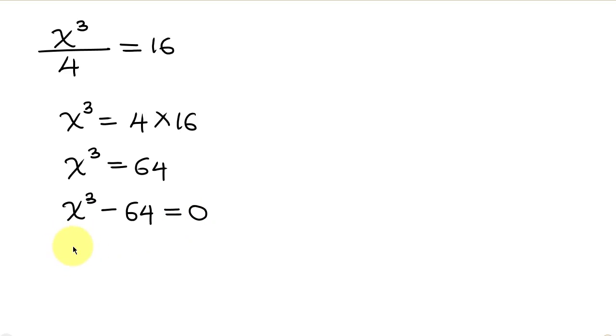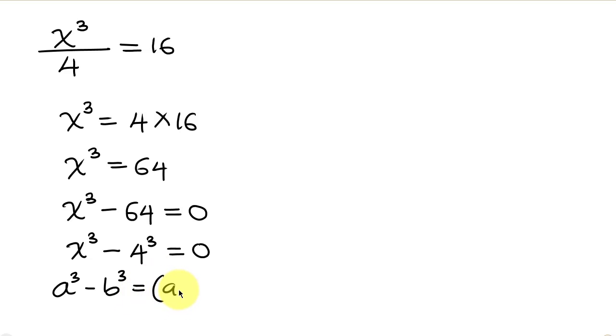Very good. So this simplifies into x cubed minus 64 is a perfect cube, which means it can be written as 4 cubed. And this is equal to 0. Very good. So we have an expression in difference of 2 cubes. For example, if I have a cubed minus b cubed, this can be written as a minus b times a squared plus ab plus b squared. Very good. So now let's express this in this form.